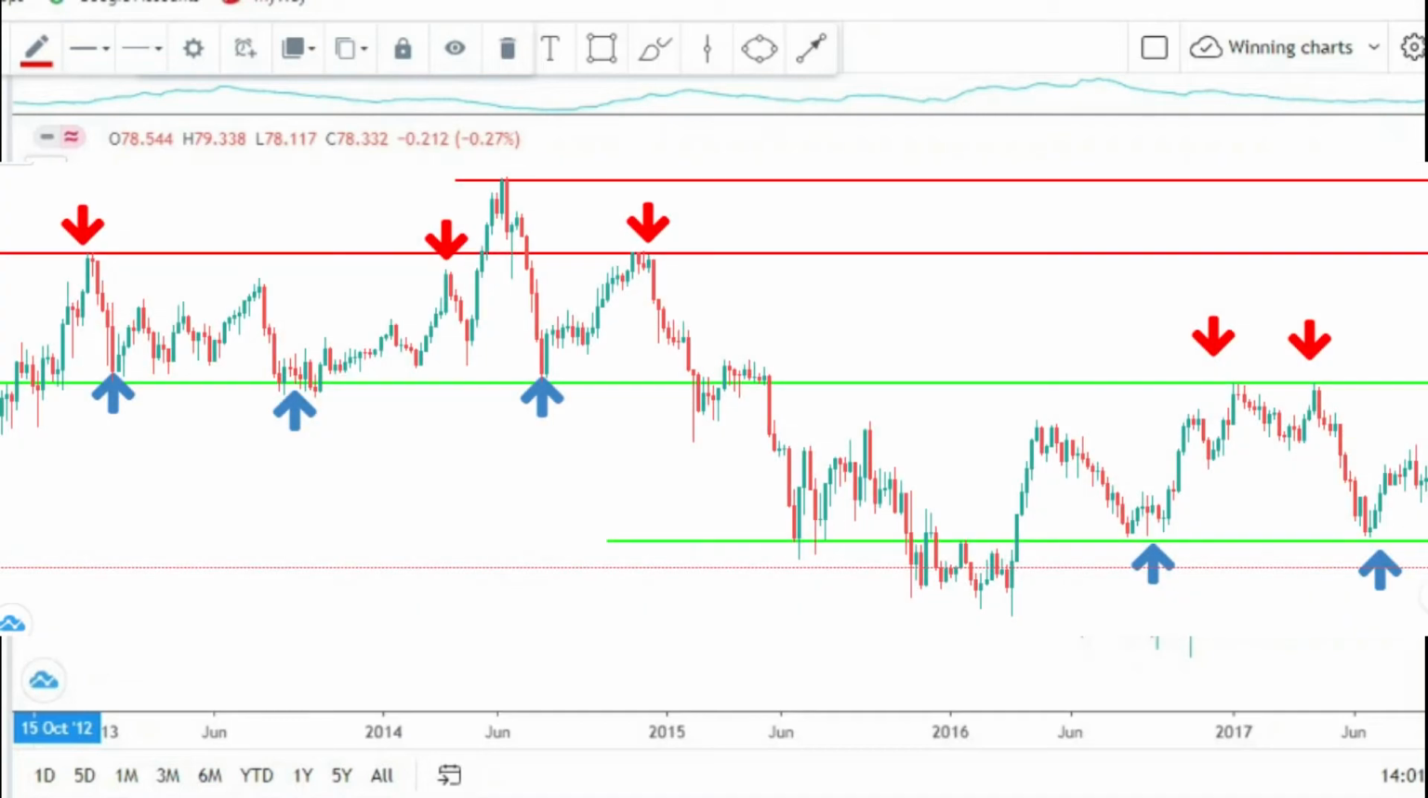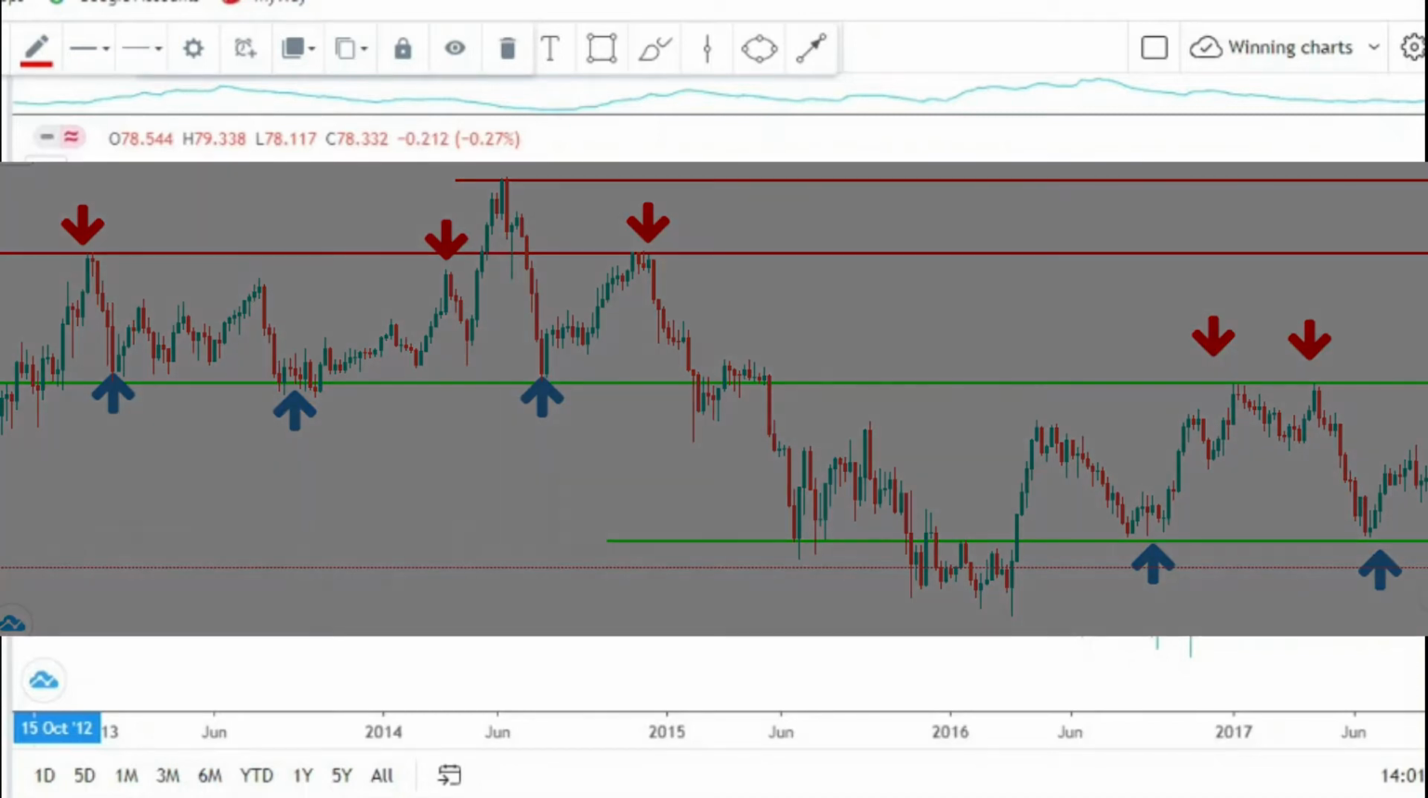Do you want to know how to correctly draw support and resistance levels like a pro and become a profitable trader? Welcome to the Profitable Traders, and in this video I'm going to show you how to correctly draw support and resistance levels, the criteria used when drawing support and resistance levels, and how to use support and resistance to predict the market coming up.